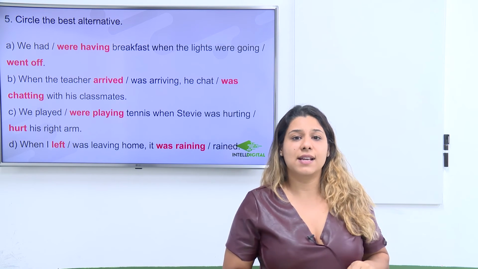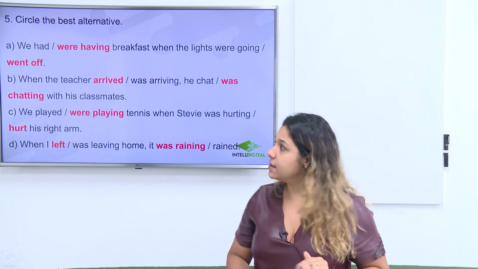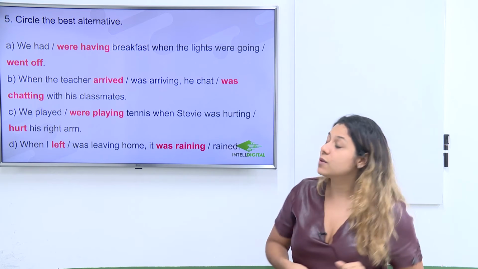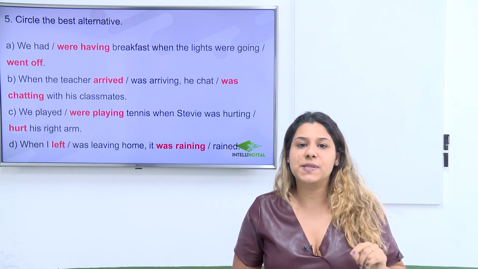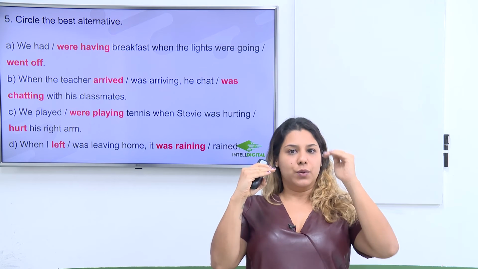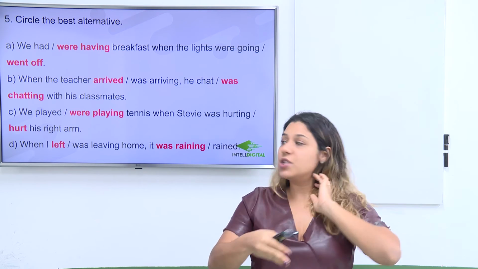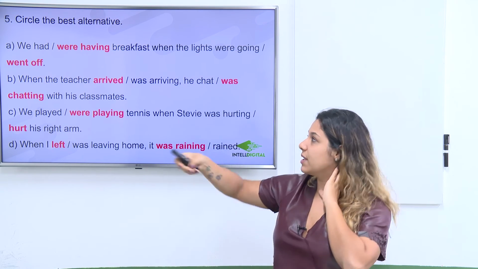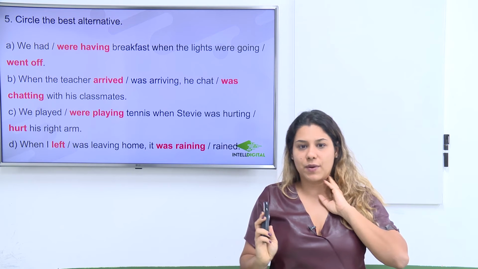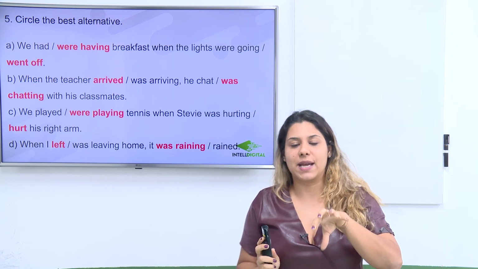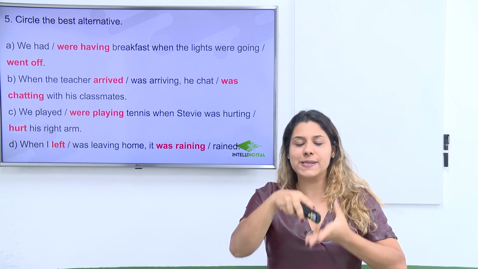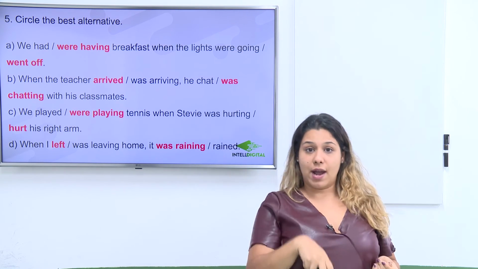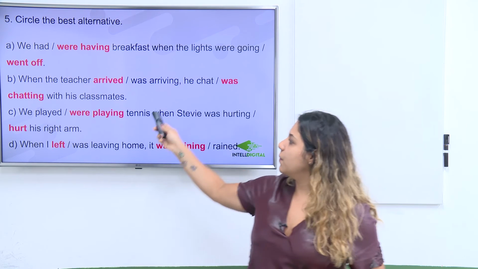Now you did the exercise, we have the answers, okay? Easy. First one, A, we were having breakfast when the lights went off. É aquela questão da interrupção. Duas coisas aconteceram ao mesmo tempo, sem dúvida, mas a interrupção veio quando as luzes acabaram. Então, quando as luzes acabaram, que teve justamente a interrupção, a gente estava tomando café. Okay? So, o primeiro caso a gente usa no past continuous e o segundo, que é a interrupção, no simple past, ok? B, when the teacher arrived, he was chatting with his classmates.